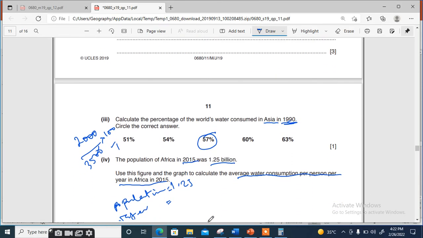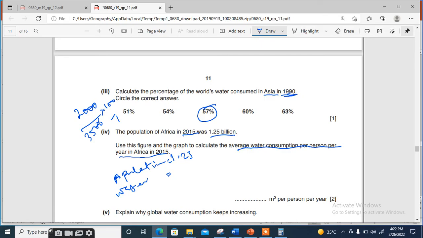So the total water consumption is 300 billion meter cube per year. If you look at meter cube per person per year, it should be 300 billion divided by 1.25 billion, which is the population. That gives you something like 240. So you just put 240. When you do that calculation, you get that.